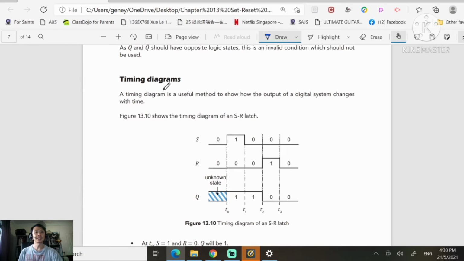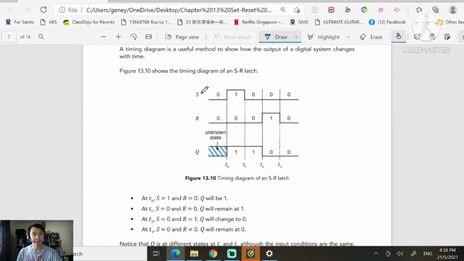Okay, so now timing diagrams. If you are a very visual person, a timing diagram would be very helpful indeed. How this works is that it's going to be a set, reset, and Q output here. This is an unknown state. I don't really know what's happening. I don't really care what's happening. It's unknown, all right? Don't be anxious. Certain unknowns are fine. This is one of those.